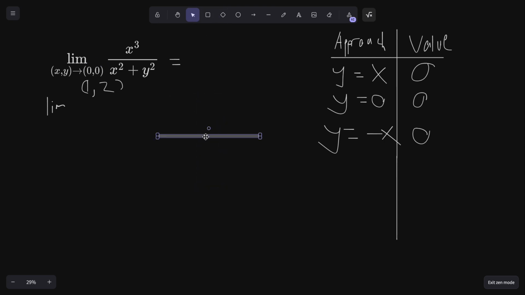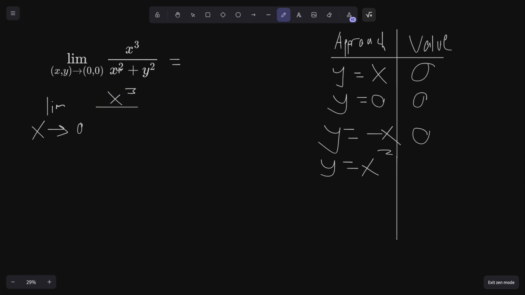So let's do x squared. Let's just be a little fancy. y is equal to x squared, because x squared passes through the point 0, 0. So everywhere I see a y, I substitute in x squared, and I get the limit as x approaches 0 of x to the third power divided by x squared plus x to the fourth power. If this was x approaching infinity, then the highest power would dominate, and this would look something like 1 over x, because you would pick x to the third power and x to the fourth power.